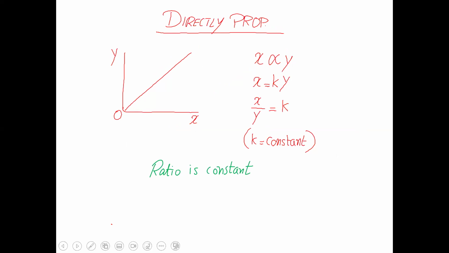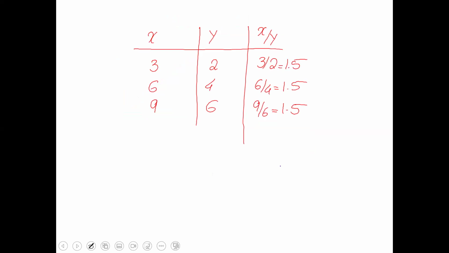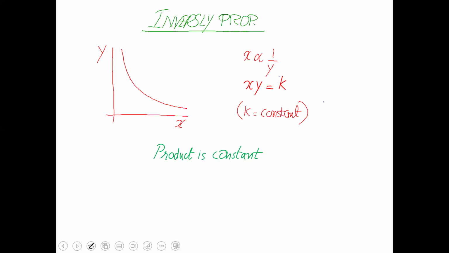So when x is proportional to y, x is equal to ky, x upon y is equal to k, where k is a constant. The ratio becomes constant. Look at this: 3, 2. Now you will notice that 3 upon 2, 6 upon 4, 9 upon 6, all the time the ratio is constant.